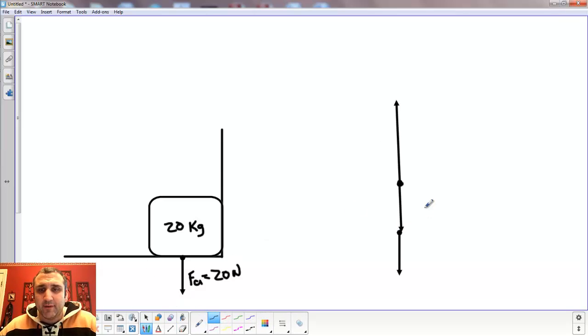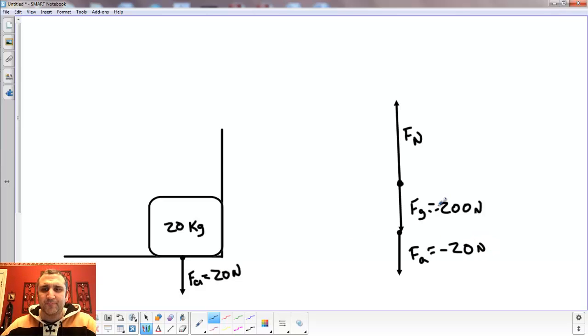Let's start labeling them now. So we know the FG and the FA. And I guess this one has to be from the floor, so we call that FN. So the gravitational force is never going to change. 20 kilograms times 10 is going to be 200 newtons going down. And the applied force we see is 20 newtons. So we're going to have another negative 20 newtons.